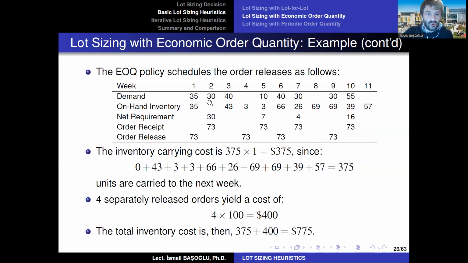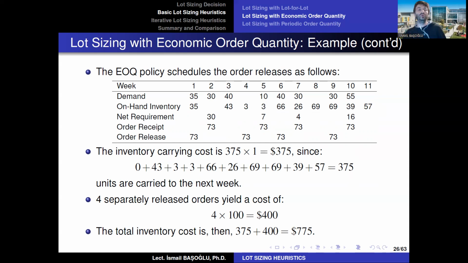Now, remember, we are going to pay the carrying costs associated with the on-hand inventory from the second week to the 11th week, okay? So we are not considering this 35 units when we are calculating our inventory carrying cost, because this inventory is already carried from the previous planning horizon to this week, okay? Now, this cell shows us the inventory carried from the first to the second week. This cell shows us the inventory carried from the second to the third week, remember. So we are just going to consider the cells from the second week to the 11th week, and the summation of the carried inventory from one period to the next is equal to 375 here.